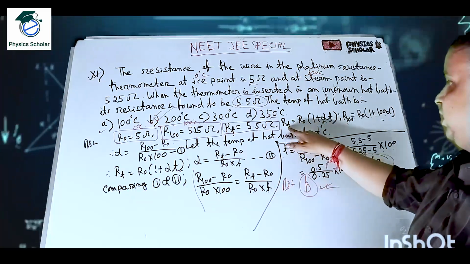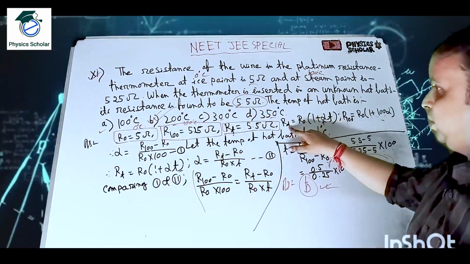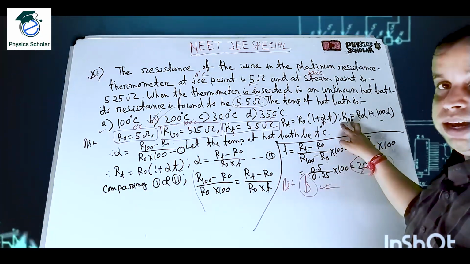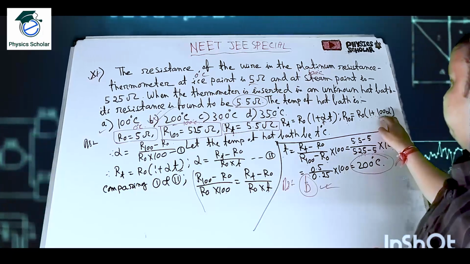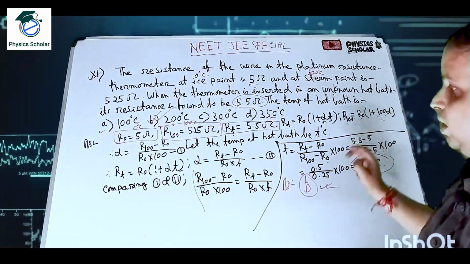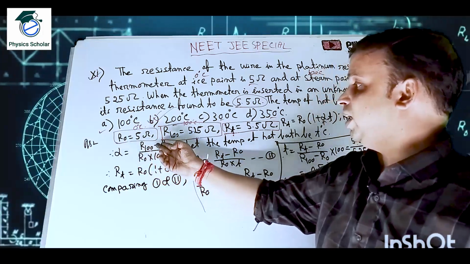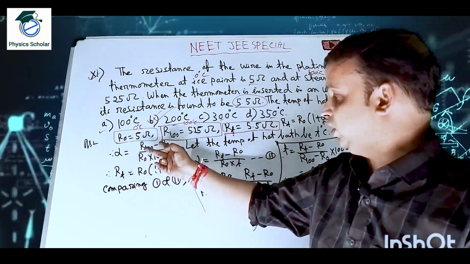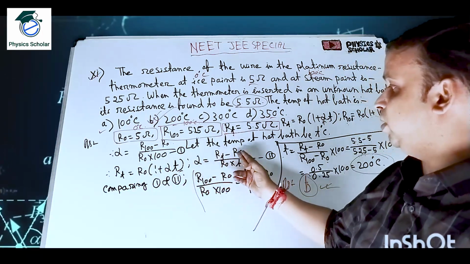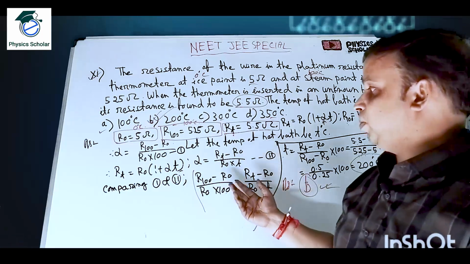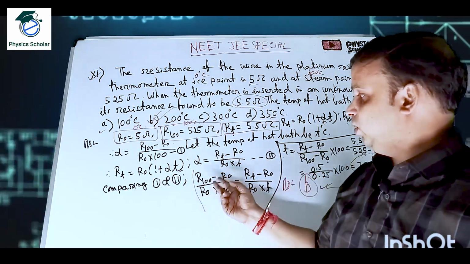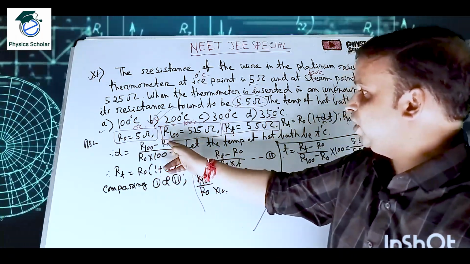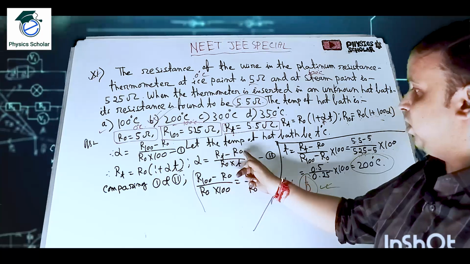Now RT is equal to R0 into (1 plus alpha T). First we will consider these two. R100 is equal to R0 into (1 plus the temperature difference, 100, into alpha). So alpha is equal to (R100 minus R0) divided by (R0 into 100). Now let the temperature be T degree. So RT is equal to R0 into (1 plus alpha T), and alpha is equal to (RT minus R0) by (R0 into T). The temperature difference is T minus 0, which is T. Comparing 1 and 2, (R100 minus R0) divided by (R0 into 100) is equal to (RT minus R0) divided by (R0 into T).